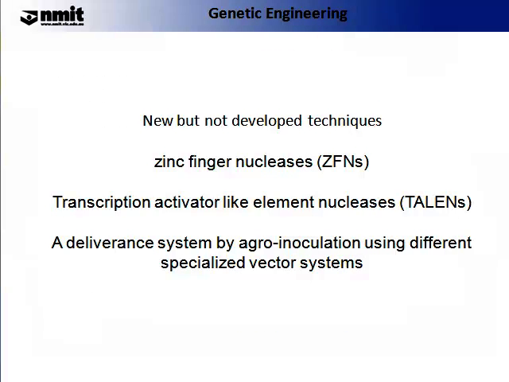In the scientific articles, you can now read about some technologies that are being developed. These include the zinc finger nucleases, the transcription activator-like element nucleases, and thirdly, a new delivery system by agroinoculation using different specialized vector systems. All of these technologies are being developed in plant genetic engineering. We will not cover these in any detail, as they are in the very early stages of development and not yet available for commercialization. This does, however, give you an idea for how rapidly this field of technology is developing.